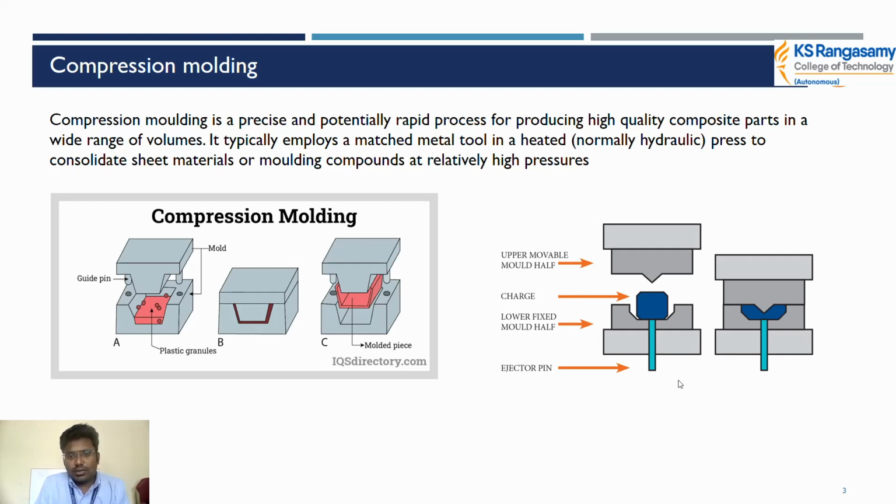This is a three-dimensional view. This is a 2D view. It is the upper movable mold half. It is the charge. It is the lower fixed mold half. The ejector pin pushes the part out, and the unwanted resin will come from the bottom side. So this is the use of the ejector pin.